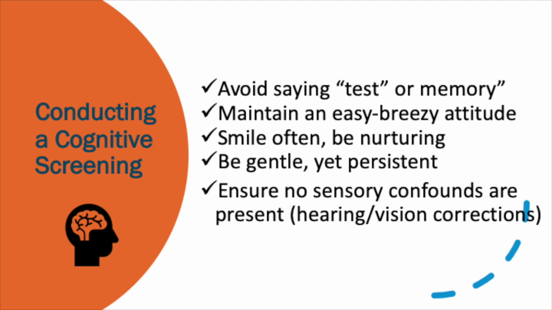So here's a couple of tips for conducting a screening. Don't use the word test because that puts people on edge. You don't really have to say memory. You could just say cognition, so that's less intimidating. Maintain an easy, breezy attitude. This is just a cognitive assessment. It's not a complete evaluation. Smile, be nurturing, be gentle but persistent that people complete all the requirements, and then ensure no sensory confounds are present. So hearing aids, glasses, make sure they're in working order so that people can accurately hear the words that you're giving.